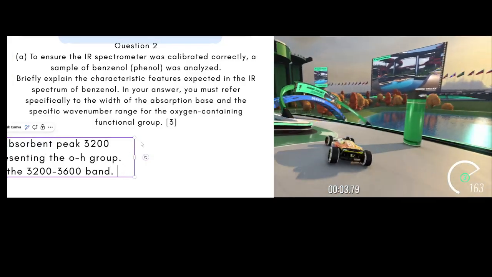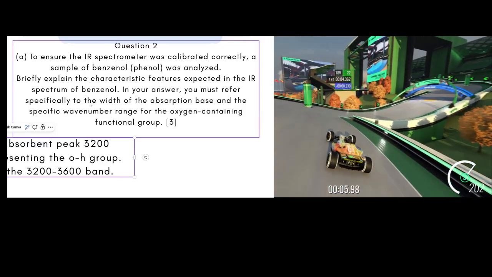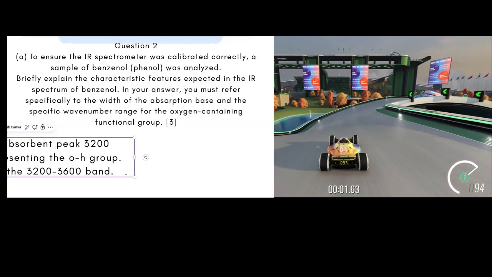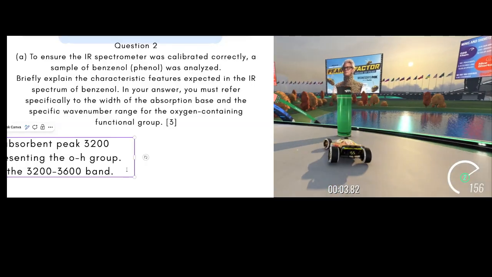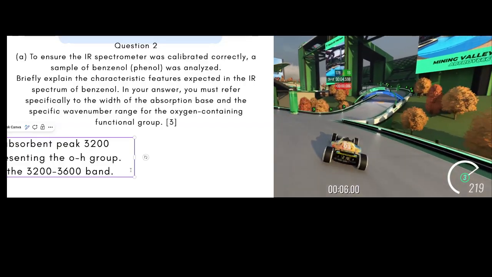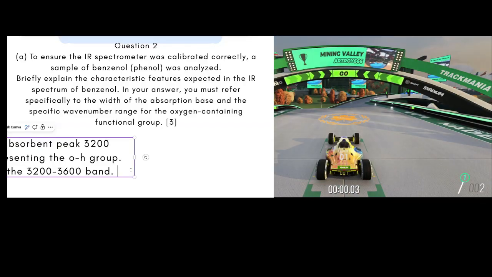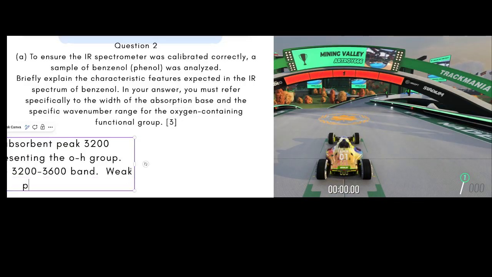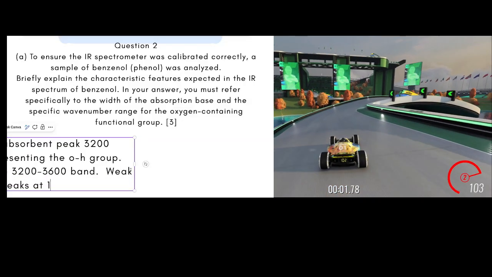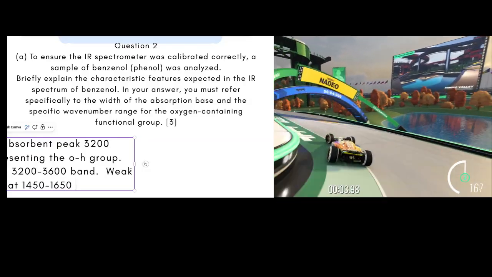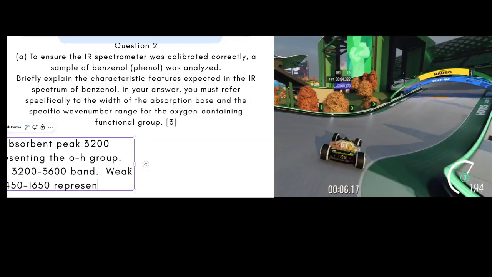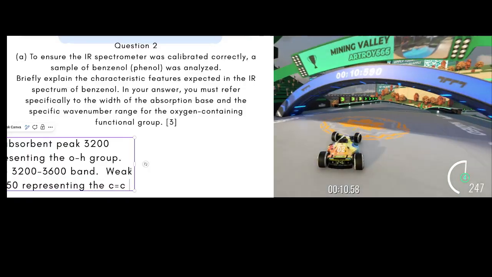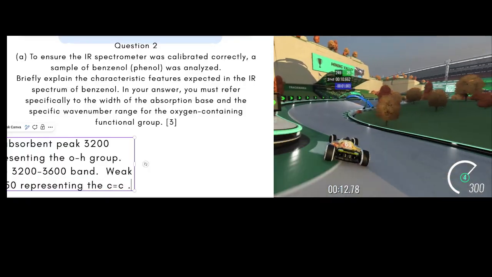For the last point, we're going to want to reference this benzenol. Our benzenol is where we have that carbon-carbon ring with all those double bonds, and we're going to mention that specifically. Looking at our chart, it says we should have some weak peaks at 1450 to 1650, representing the C double bond C. And this is going to be our first question.